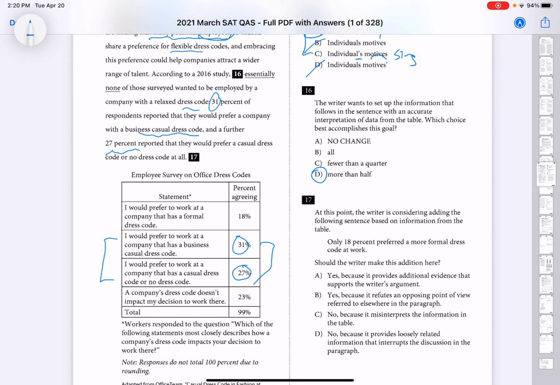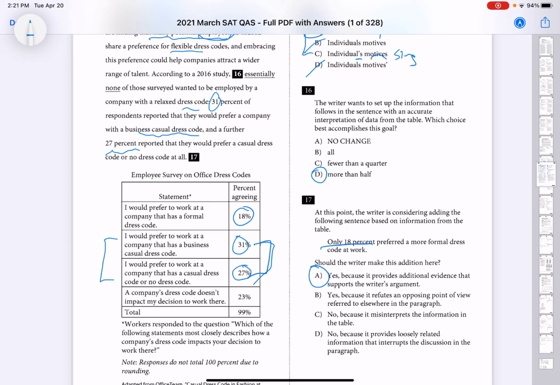Okay, at this point, the writer is considering adding the following sentence based on the information from the table. Only 18% preferred a more formal dress code. I think that you should include this because it kind of emphasizes that most people want casual, and by saying that only 18%, it kind of emphasizes the fact that very few people want a formal dress code. Let's take a look. Yes, because it provides additional evidence that supports the... Yeah, so I think the answer here for 17 should be A.